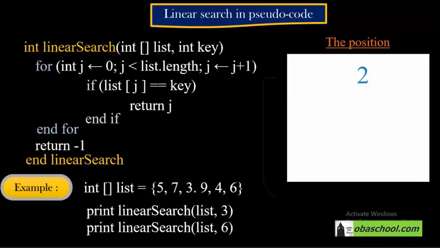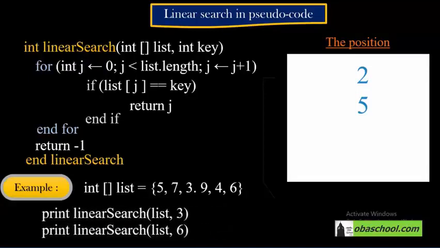Okay, now let's see another example. Print linear search list 6. So it has to search the list for number 6. What do you think the answer is? Try to think, what is the position or the index number of the key, which is 6? Okay, now let's see the answer together. The answer is 5. Why? Because the key, which is 6, is found in the index number 5.